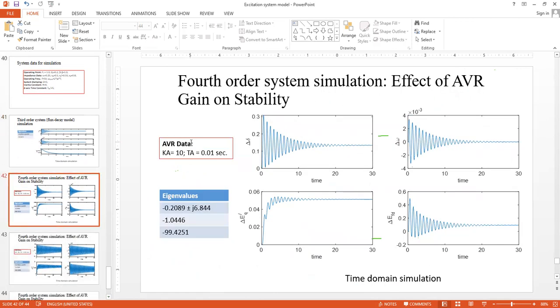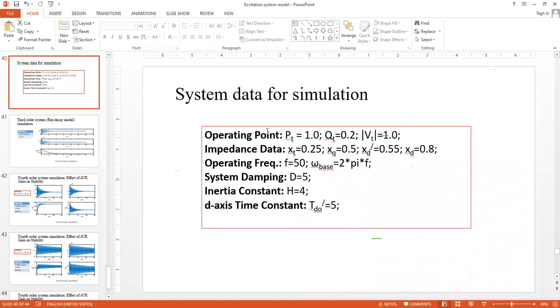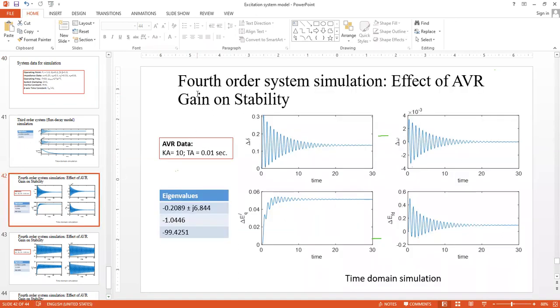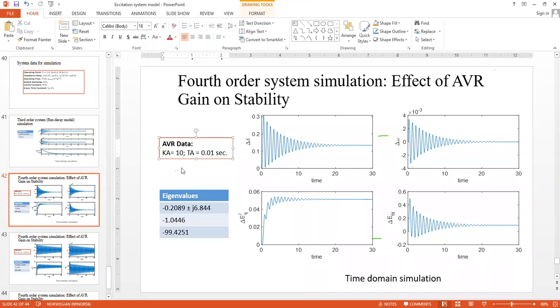So this is the AVR data. We have Ka equals 10 and Ta equals 0.01 seconds. This data is added to this set of data here. With the introduction of the fourth order system, we have these two additional data for the AVR. AVR in short means automatic voltage regulator, the same as the voltage regulator block.